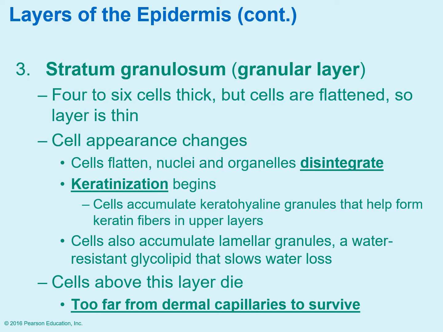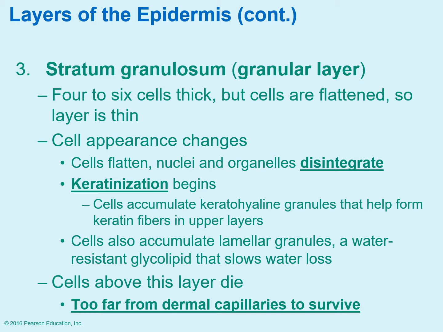The stratum granulosum is about 4 to 6 layers thick. Now the cells are starting to flatten, so it looks really thin, and you're starting to see some changes in the appearance of the cells. So I say they flatten. This is where the nucleus and the organelles are starting to disintegrate as the cell is dying. Why is the cell dying? Because it's getting further and further away from that basal layer.